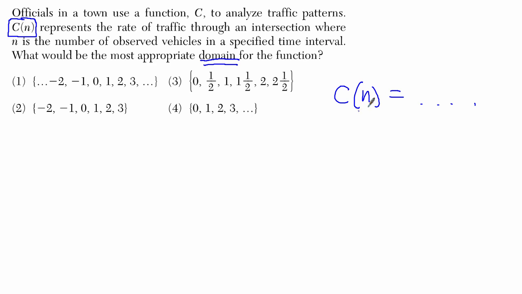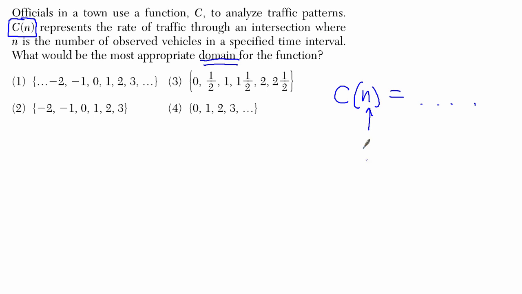And you might be thinking, well, how do I know what values of n I can put into this function if I don't even know what the function is? Well, we don't have an equation here, but what we do have is what the function actually represents. It represents the rate of traffic through an intersection, and n is the number of vehicles that go through an intersection. So think about that for a second.